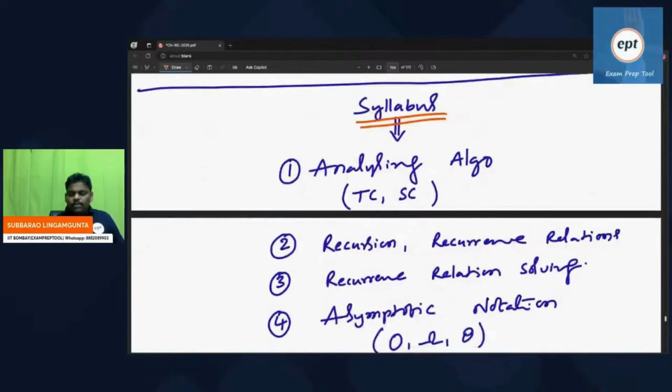It is the first chapter. Analyzing algorithm. It is a common topic for the algorithm subject. Everywhere the story will come. Time complexity finding, space complexity finding, everywhere it will come. You have to make nice notes. This will be useful forever in your life. If you join a job, it will be helpful. If you go to higher studies, then also helpful. Everywhere it is useful.